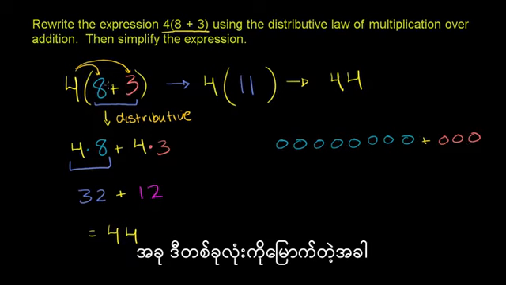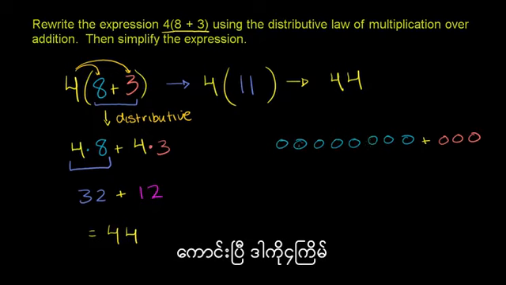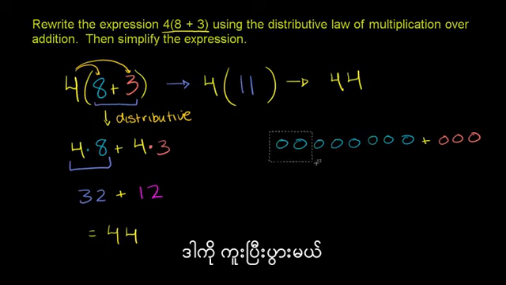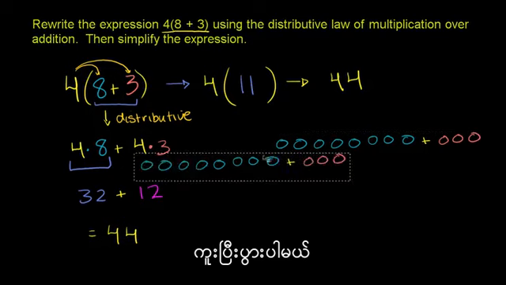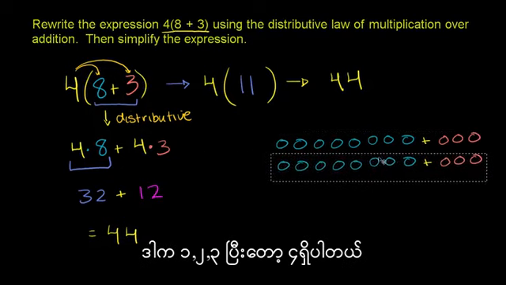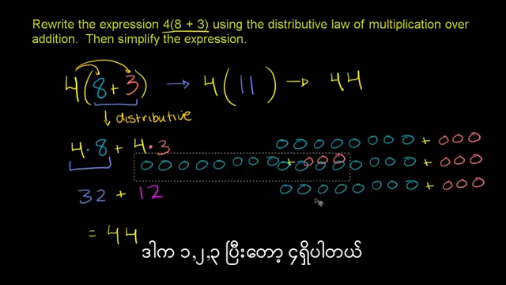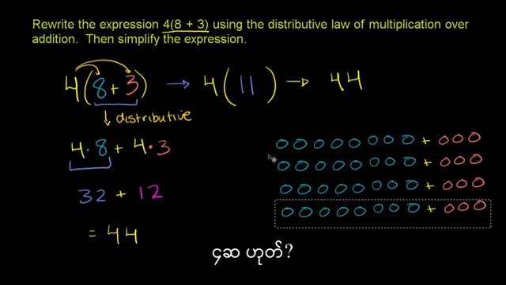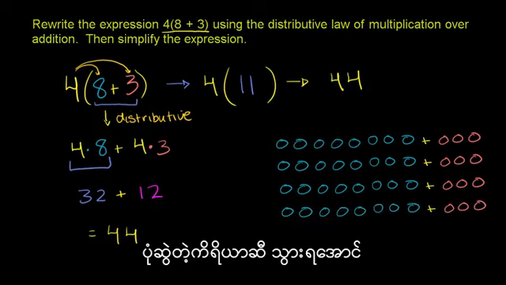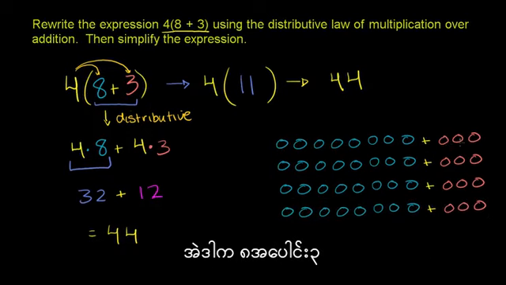Now, when we're multiplying this whole thing times 4, what does that mean? Well, that means we're just going to add this to itself 4 times. So let me do that with copy and paste. Copy and then paste. There you go. That's 2. That's 1, 2, 3. And then we have 4. And we're going to add them all together. So this is literally what 4 times this expression, which is 8 plus 3, means. We have it 1, 2, 3, 4 times.